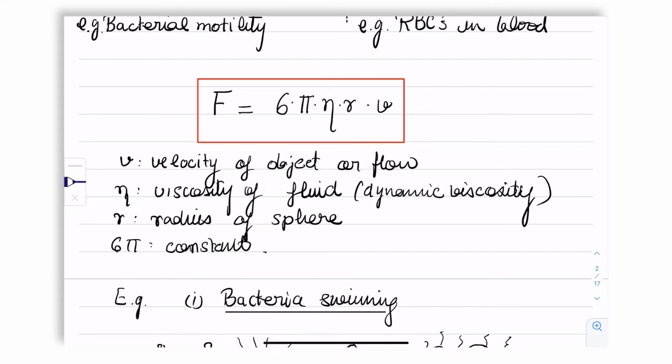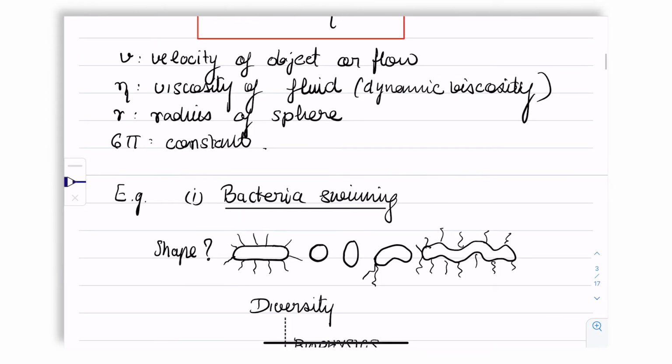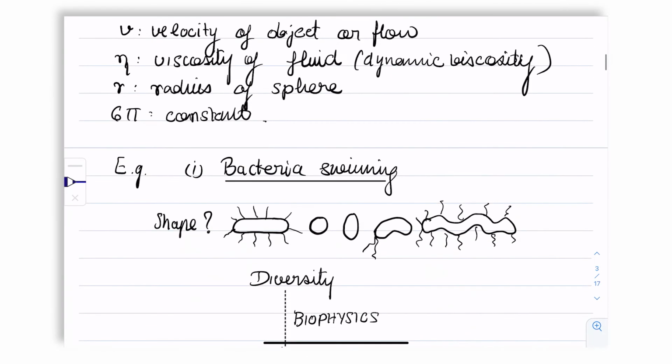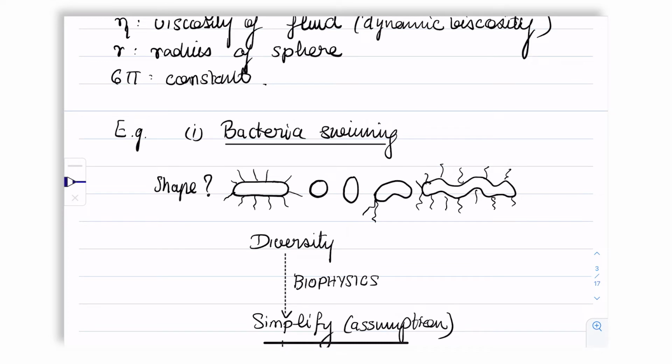You can actually derive this. We're not going to derive it today. Let's plug in some numbers since we mentioned bacteria swimming. What are the typical drag forces experienced? So for bacteria swimming, they could take many shapes. As you know, they can be rod shaped, they can be spherical, they can be ellipsoid, they can be curved, they can be spiral. So this diversity, we have to deal with it somehow.